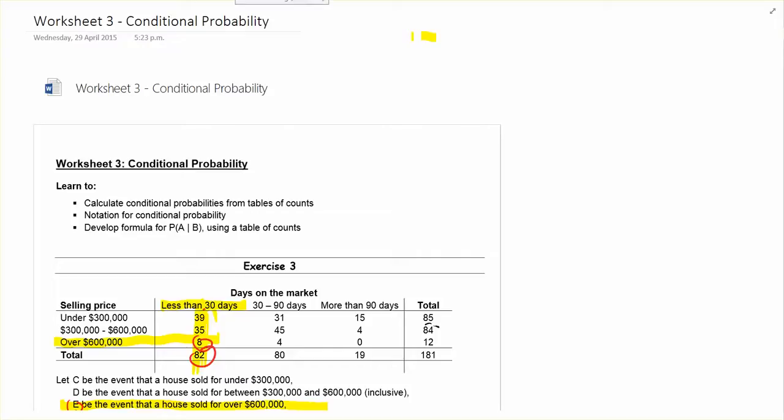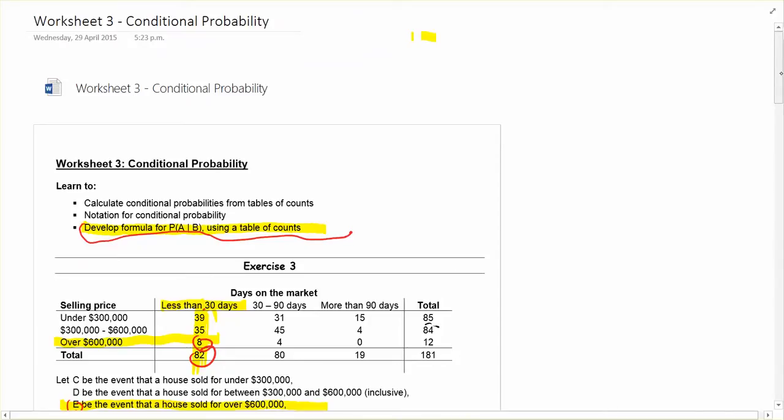Welcome back. So this is the second video on an introduction to conditional probability based on NCEA level 3. In the first video we looked at what a conditional probability is and some examples of how to calculate it, and we looked at the notation for that. In this video we're going to look at developing a formula for conditional probability.